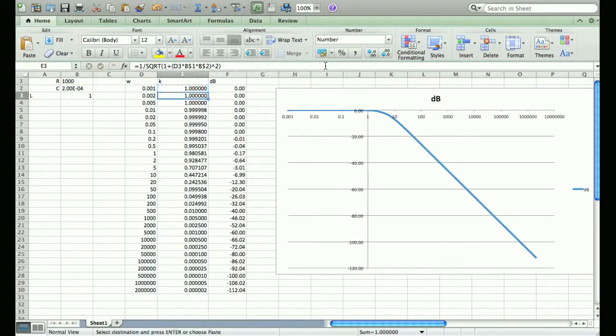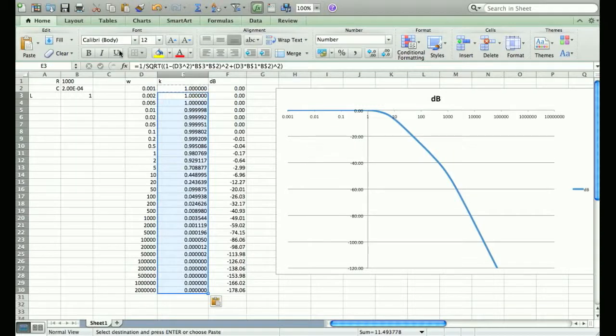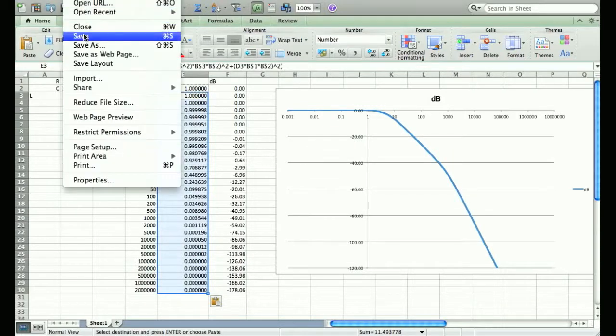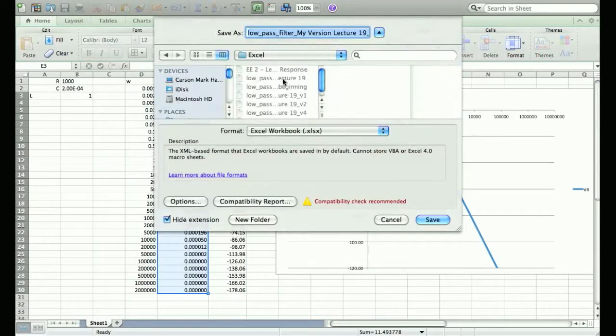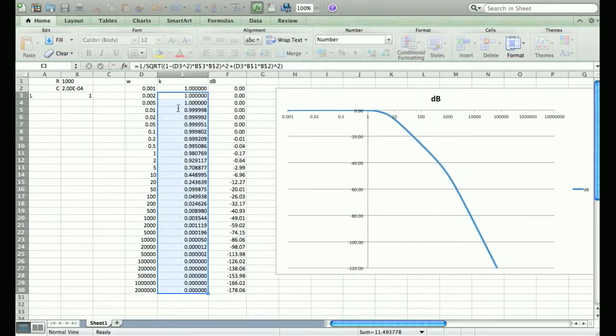I just have another question. Before, you got J W squared LC plus J W RC plus 1, and from there in the denominator you get 1 minus omega squared LC. How did you? Yeah, because J squared is equal to minus 1.